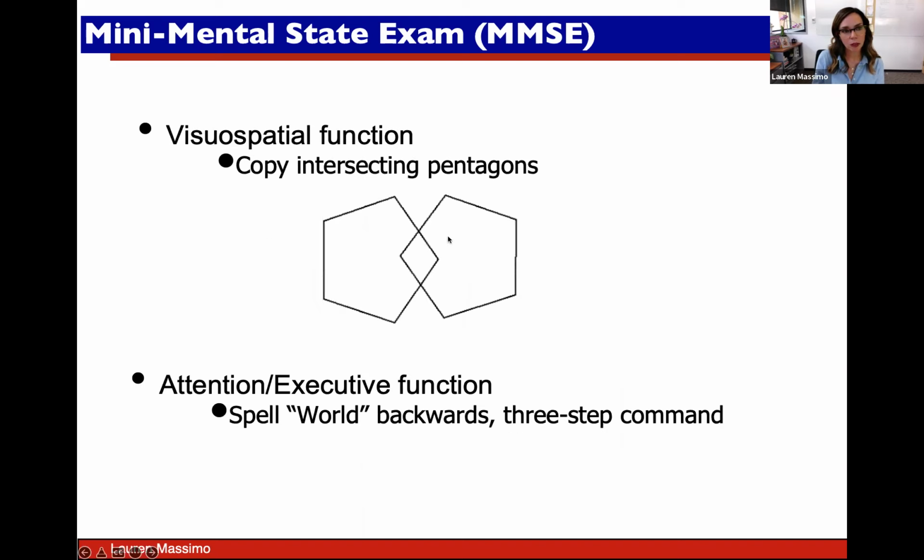To assess visual spatial functioning, you have them copy intersecting pentagons. And then for attention and executive function, spell world backwards. And you give them a 3-step command. Generally, take this piece of paper into your right hand, fold it in half, and then place it on your lap.